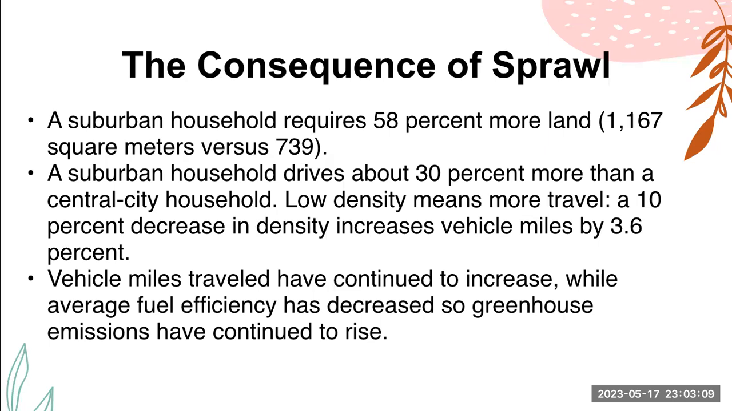The next one is that a suburban household drives about 30% more than a central city household. So low density means more travel. A 10% decrease in density increases vehicle miles by 3.6%. And vehicle miles traveled have continued to increase while average fuel efficiency has decreased. So greenhouse emissions have continued to rise.